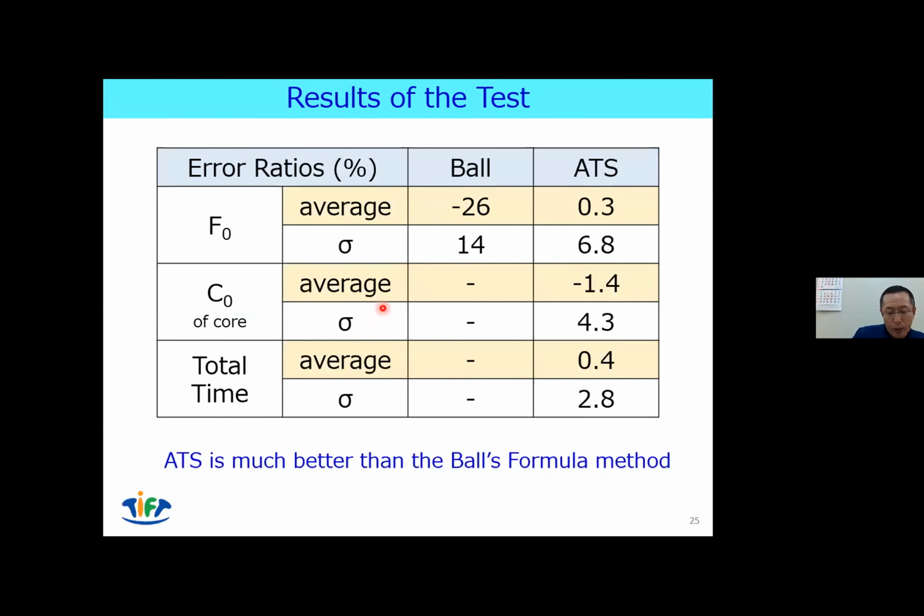I will show you the table which includes other error ratios of the parameters such as C0 and total time. Left is Ball, right is ATS. From the upper side: F0, C0, total time. As seen in the table, the C0 value and total time cannot be calculated by Ball. And these two averages of ATS were most likely 0 and were spread narrowly. From the above results, it is clear that ATS was much better than the Ball method.